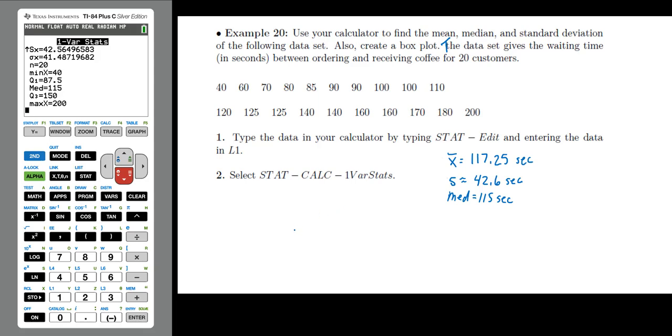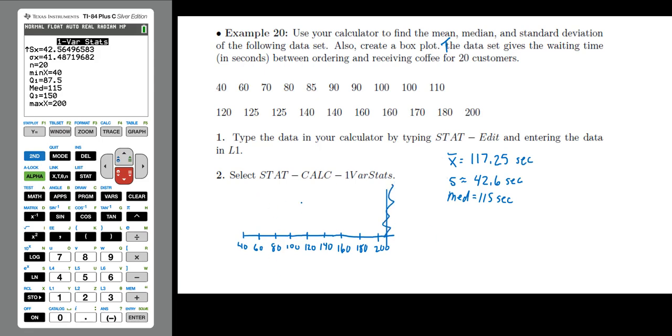And then to make a box plot, I can see that I need to range between 40 and 200. So we'll start here at 40, and maybe count up by 20s might be reasonable to get ourselves up to 200. So 60, 80, 100, 120, 140, 160, 180, and 200.